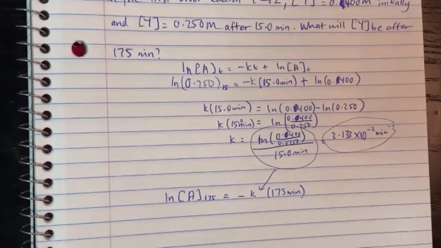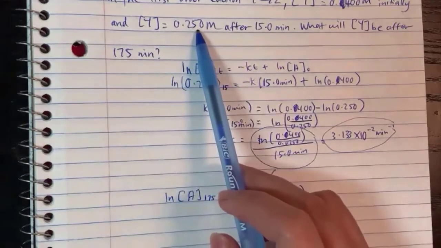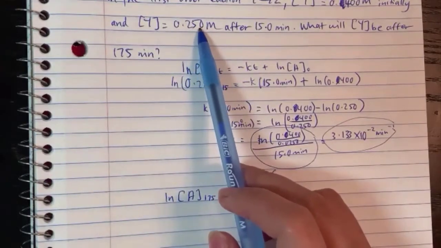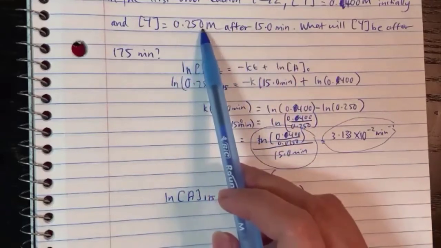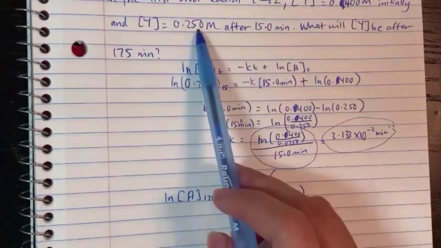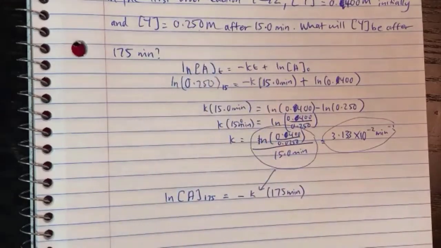Before we get here, can you tell me, is your answer going to be less than 0.25 or bigger than 0.25? It should be a lot smaller, because after 15 minutes it went down to 0.25. After 175 minutes, it will be smaller than 0.25. Just kind of gear yourself up, so if you make a math mistake when typing in your calculator, you can catch yourself in case it comes up with a different number than expected.